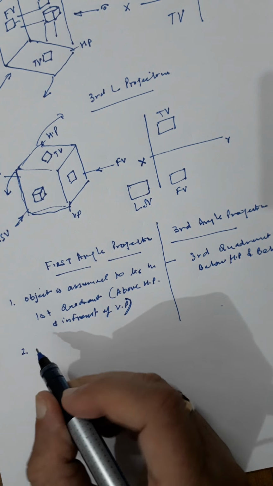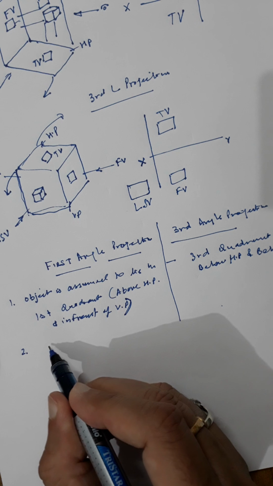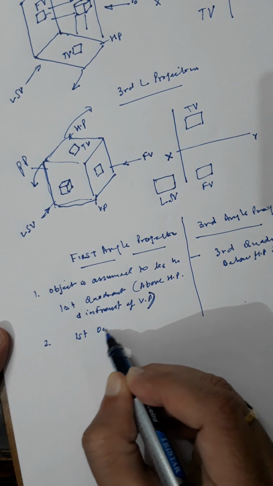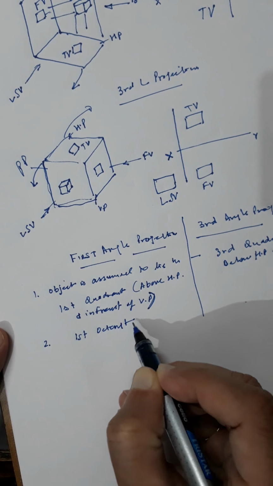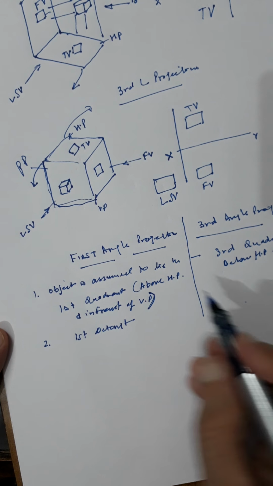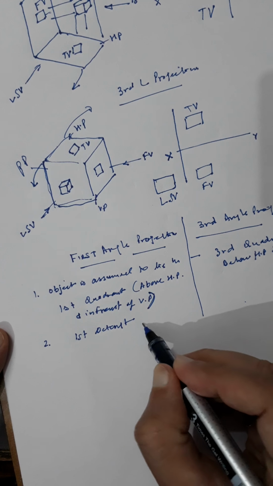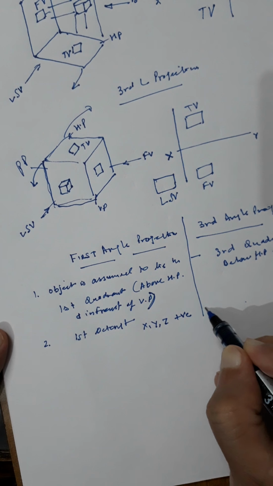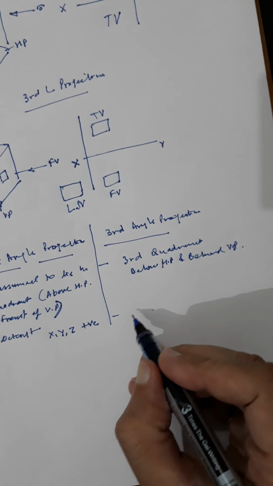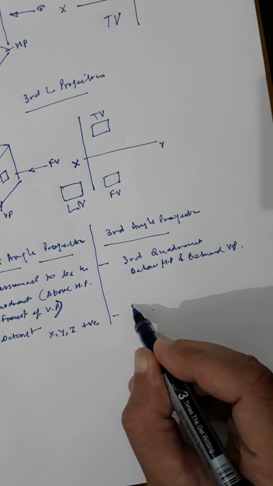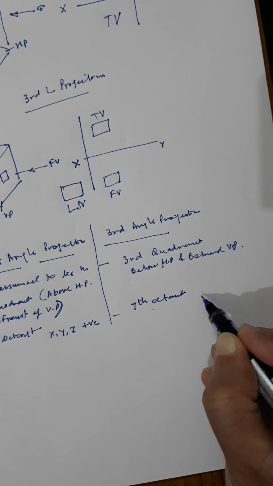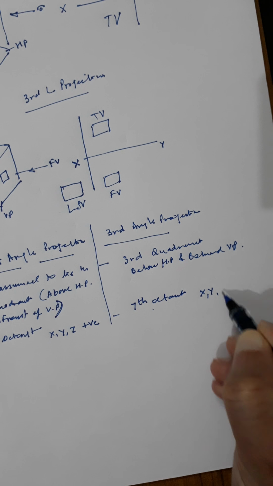Similarly, for octants, in the first angle projection the object is assumed to be lying in the first octant, where all x, y, z are positive. Whereas in the third angle projection, the object is assumed to lie in the seventh octant, that is, all x, y, z are negative.